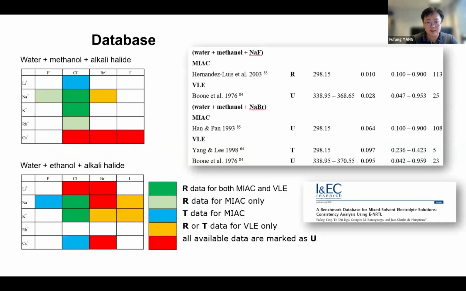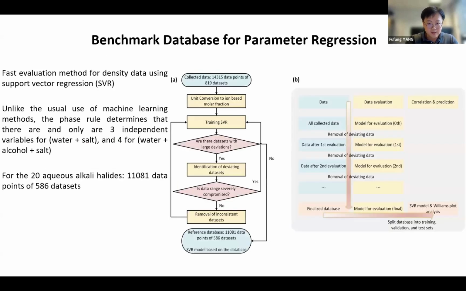And finally, we have this evaluated database for mixed solvent electrolyte alkyl halide solutions, and we categorized the experimental literature into recommended, tentative, and uncertain. And by uncertain, we mean we do not recommend to use it.